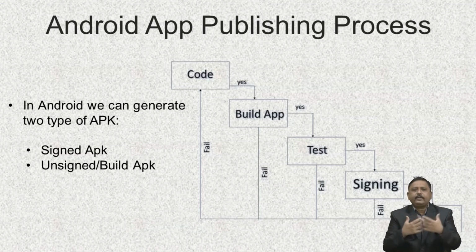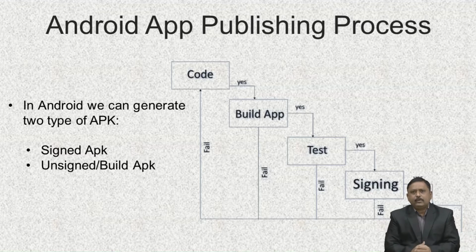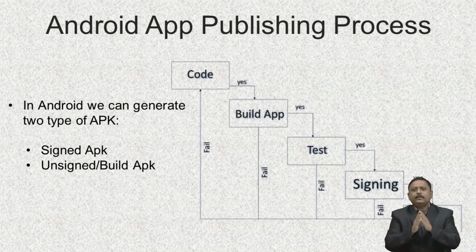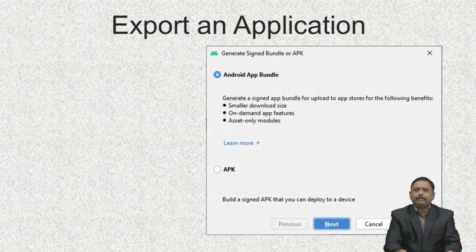Now, how can we generate an APK in Android? When you open your project inside Android Studio, and if you go to the Build menu, then you have options to generate an APK. Now, there are two types of APK. First is called signed APK and another is called unsigned or build APK. So, for that, you have to go to the Build menu and then select the option Generate APK.